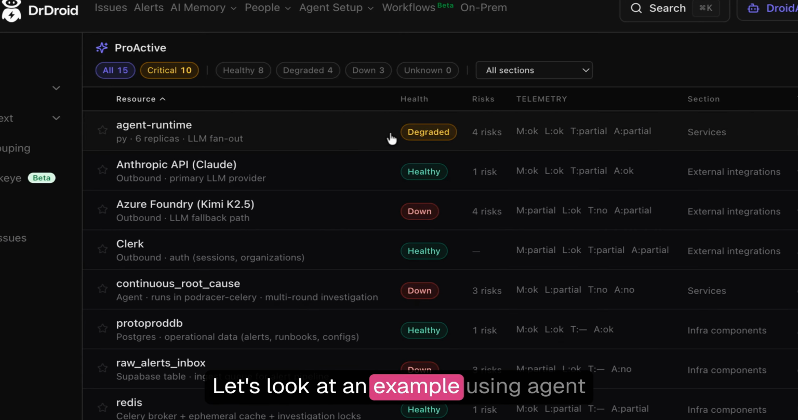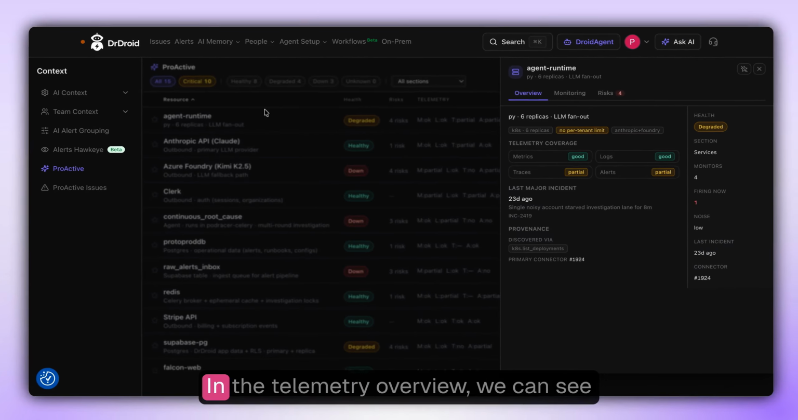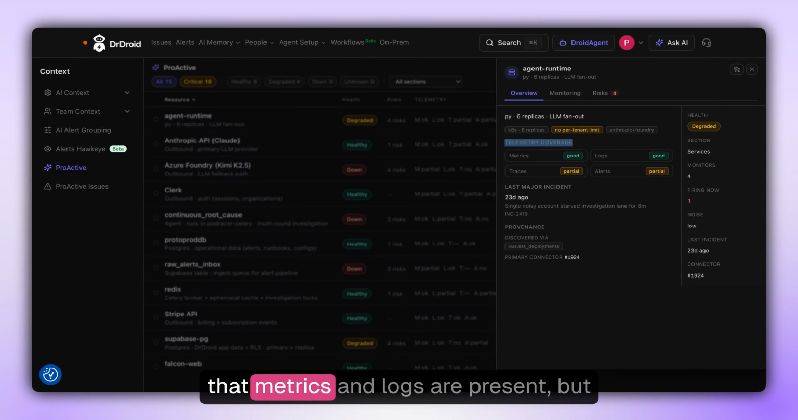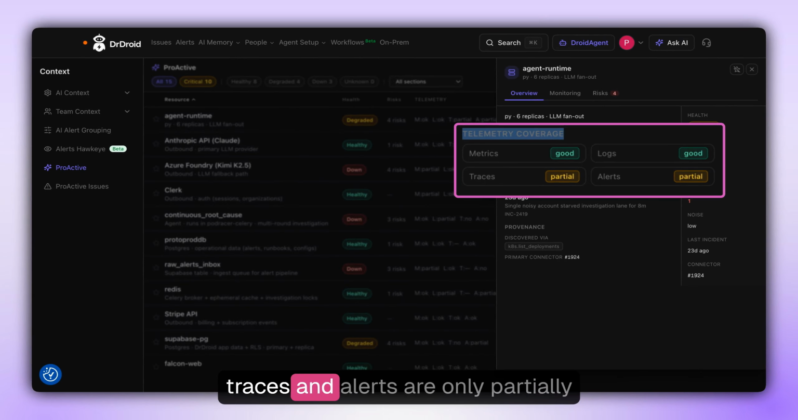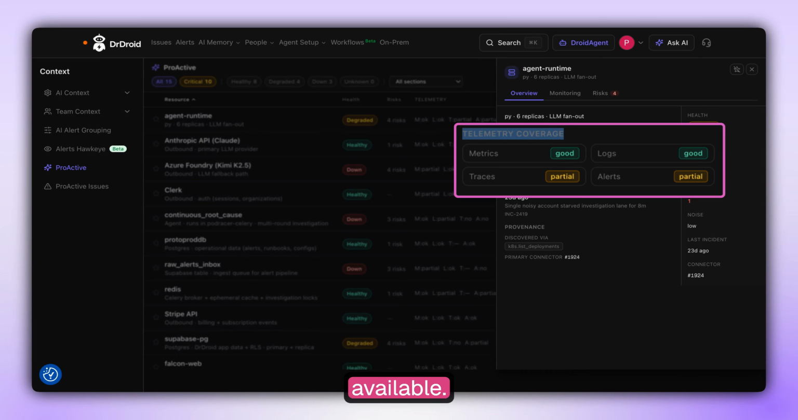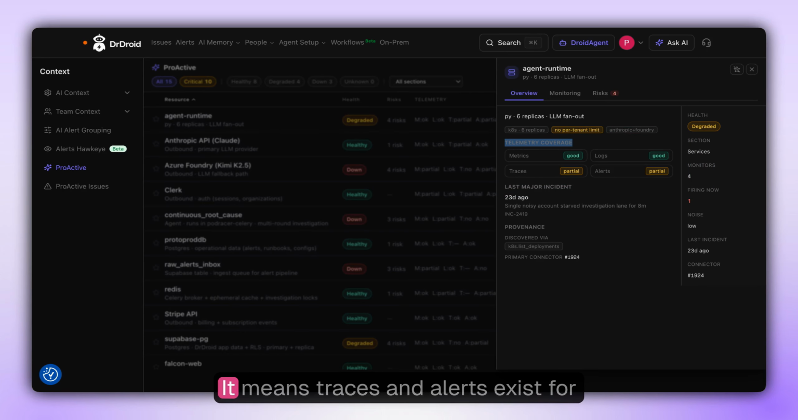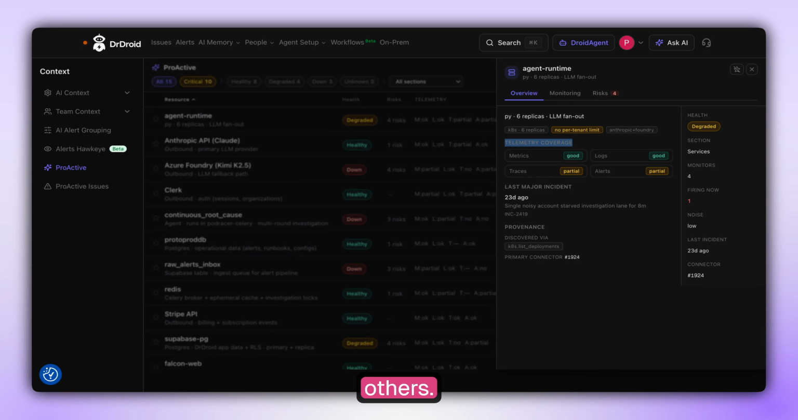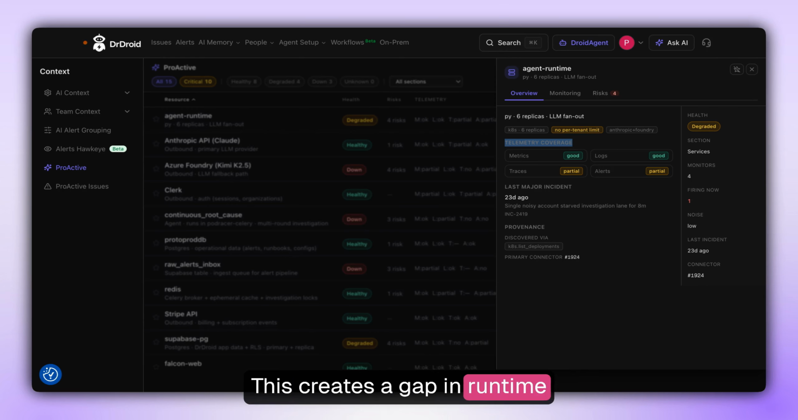Let's look at an example using agent runtime. In the telemetry overview, we can see that metrics and logs are present, but traces and alerts are only partially available. What does this mean? It means traces and alerts exist for some services but are missing for others. This creates a gap in runtime monitoring.